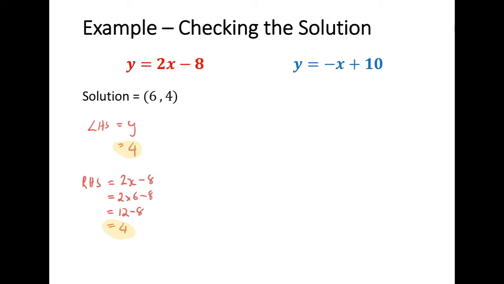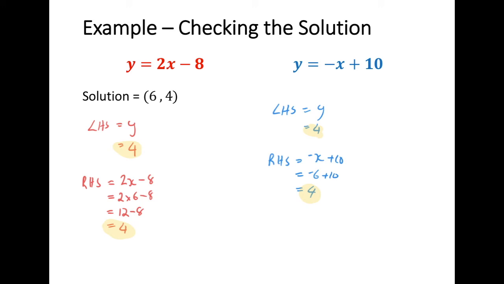I can do the same thing for the second equation. The left-hand side, again, equals y, so that is going to equal 4. My right-hand side is negative x plus 10. Substituting in 6, that's negative 6 plus 10, which is equal to 4. Again, I can see my left-hand side and my right-hand side both equal, so my solution is correct by substituting it back into the original equations.